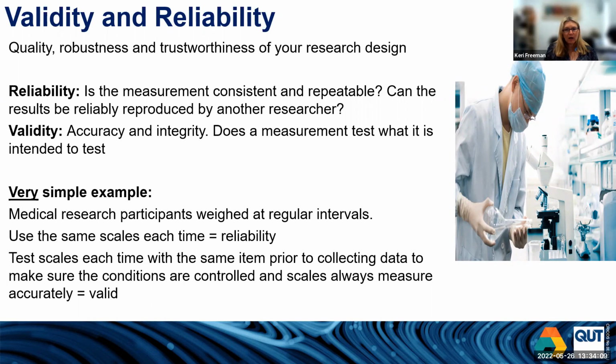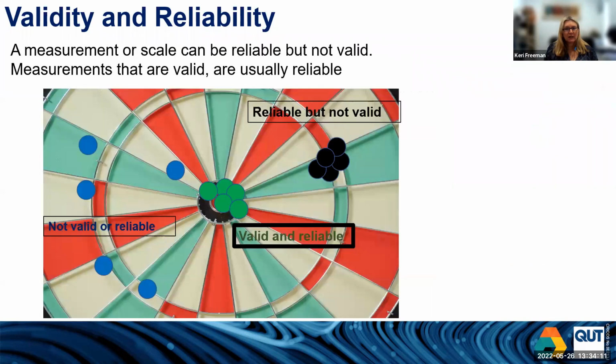A really good way to demonstrate what this means is a dartboard. I hope that you can sort of see that. So a measurement or a scale can be reliable, meaning it's measuring what you wanted it to measure, but not valid, right?